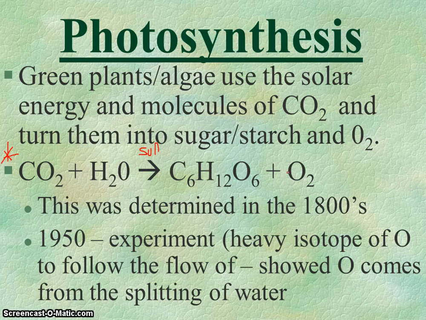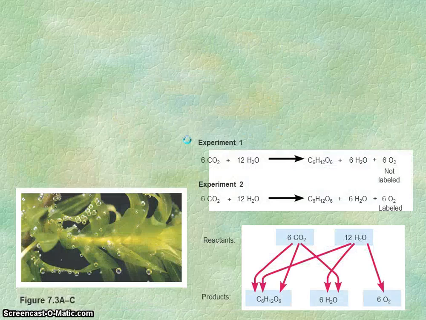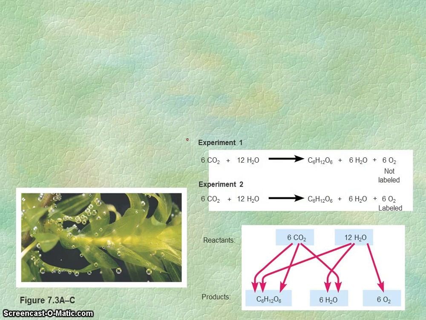Now, this was figured out in the 1800s, okay? But they weren't really sure where things were actually coming from. So in 1950, they performed an experiment that showed where the oxygen comes from. And it actually shows the oxygen coming from the splitting of water. And you can see here that the water plants are showing the oxygen coming off as bubbles. Okay, and again, that was just showing how the oxygen came about. So the oxygen we get from photosynthesis is from the splitting of water.